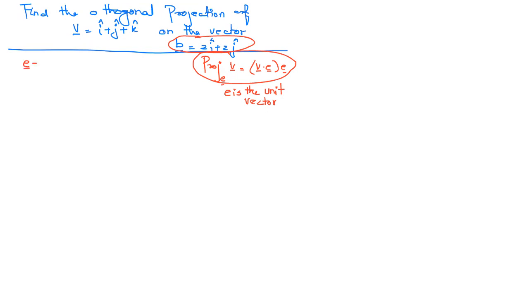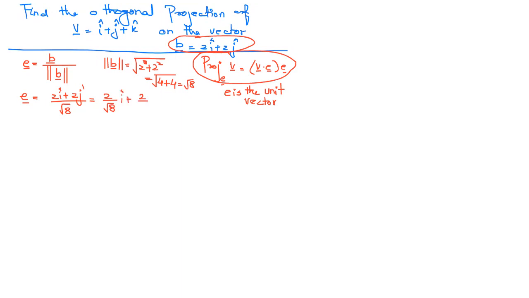E is a unit vector. How can you define it? A vector divided by its magnitude will give me the unit vector. So what is the magnitude of B? 2 square plus 2 square is equal to 4 plus 4, which is square root of 8. So E vector, the unit vector, is 2I plus 2J divided by square root of 8, which is 2 divided by square root of 8 I plus 2 divided by square root of 8 J.